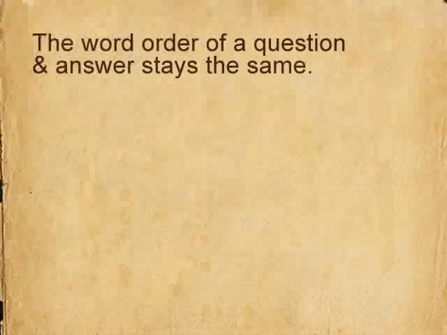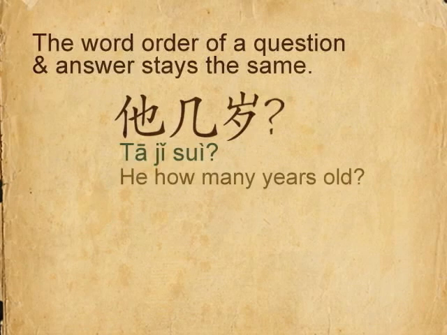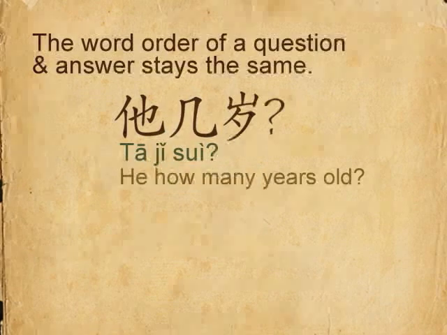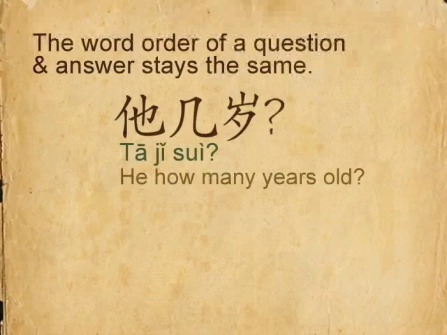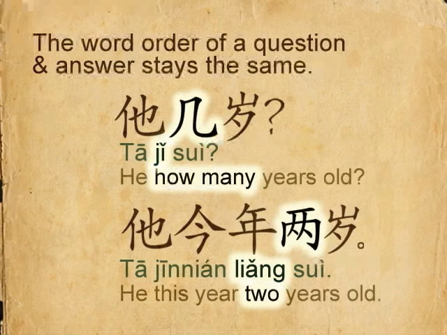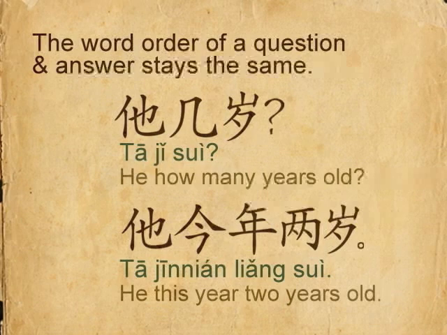The second sentence today was, 她几岁? The question word, 几, meaning how many, comes in the middle of the sentence, 她几岁? Literally, he, how many years old? Again, the word order stays the same for the question and the answer. The question is, 他几岁? The answer is, 他今年两岁. The question word, 几, is replaced by the answer, 两. Literally, the word order is, he, how many years old? He, this year, 2 years old.